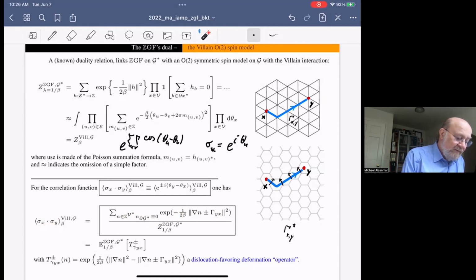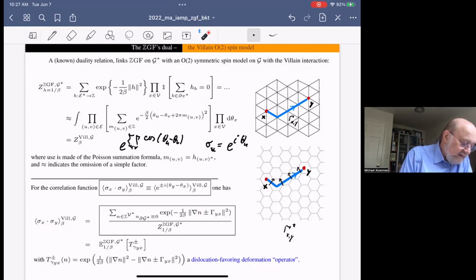Take any path gamma linking them. Sorry, x and y are here. Take a path linking them. And now, for the dual lattice, we are associating with this what's denoted here as gamma xy, which is sort of a one form, which is used to modify the action.